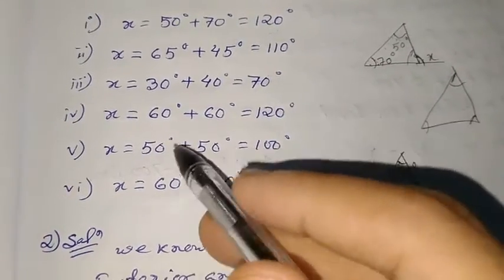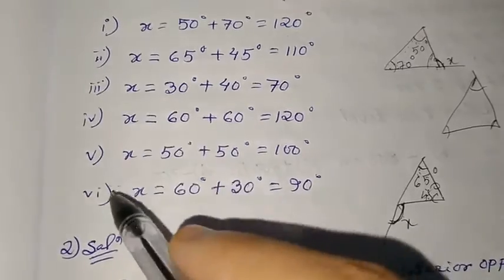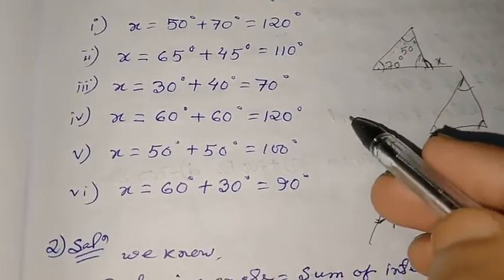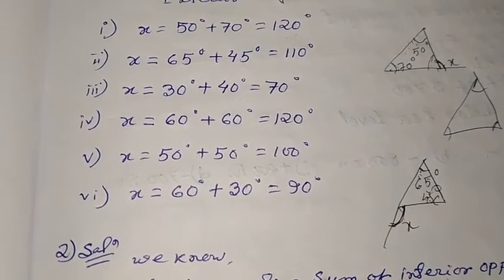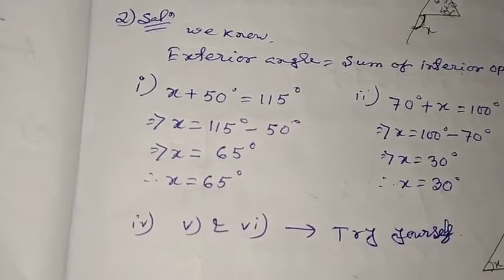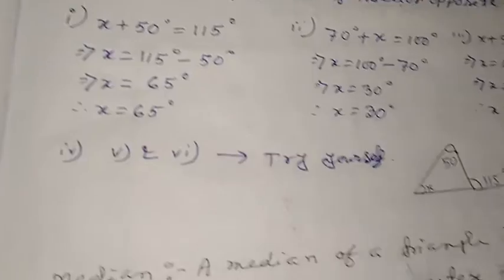This is the answer. In this way, you have to solve number 3, 4, 5, 6. Answers are there. You have to try yourself like this. Hope you can solve this. Okay, number 2 is find the value of the unknown angles, that is x. The figure is given there.